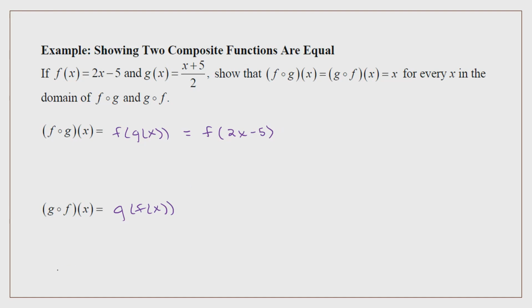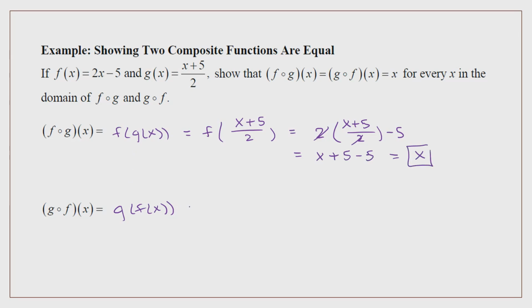That's not g of x. All right, let's take g of x, which is x plus 5 over 2. All right, and we're going to now substitute that into f. So that will be 2 times x plus 5 over 2 minus 5. Simplifying, the 2's cancel. So I have x plus 5 minus 5, and then I get the value of x.